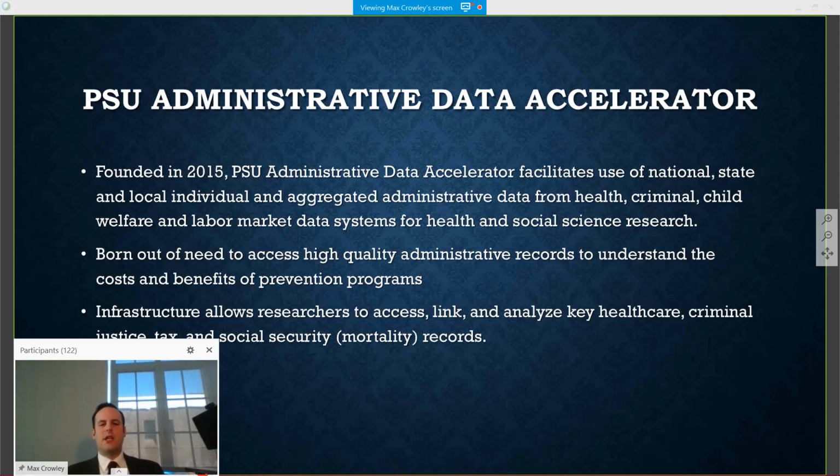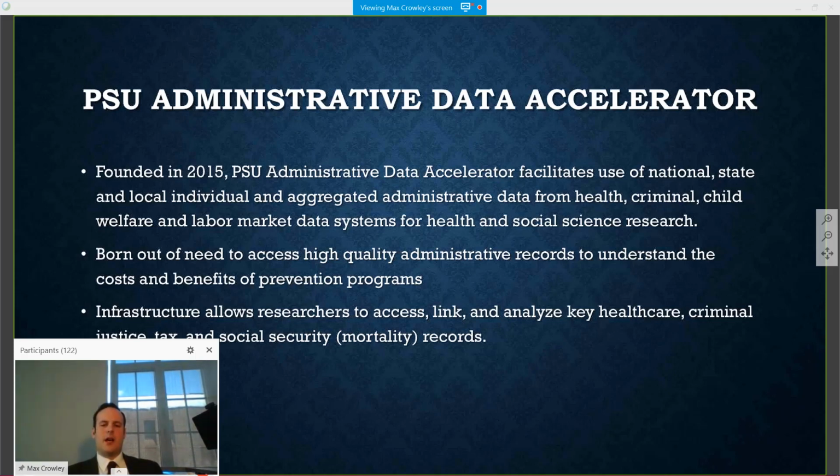It was born out of this need to access high-quality administrative records and have those available and understand the processes for accessing and acquiring those data, in particular to understand the costs and benefits of different prevention programs. And so this is a really nice resource that we've been able to use to support a number of different NIH, Foundation, IES, and other federal proposals.